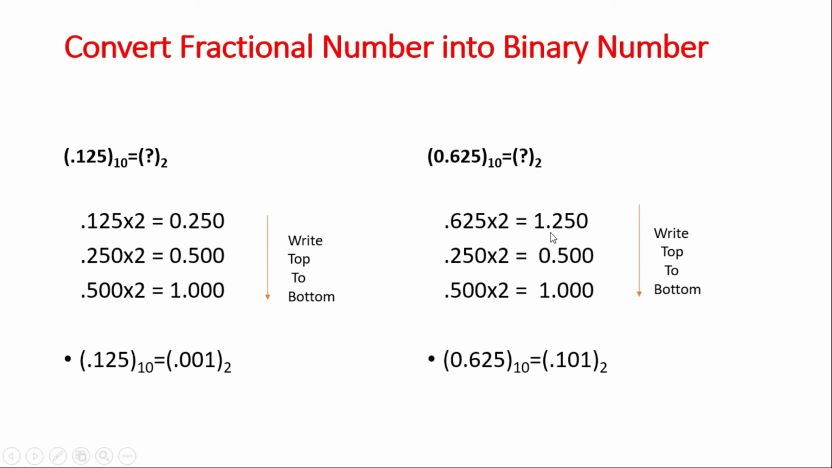We take the digits before the decimal point: 101. So 0.625 is converted to 0.101.